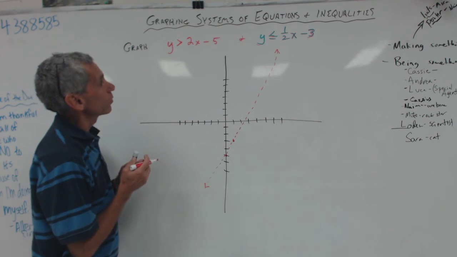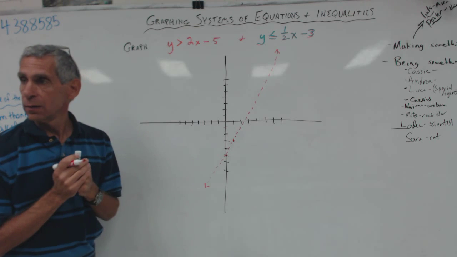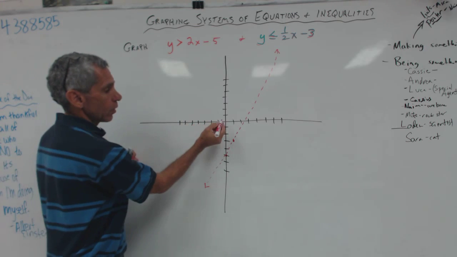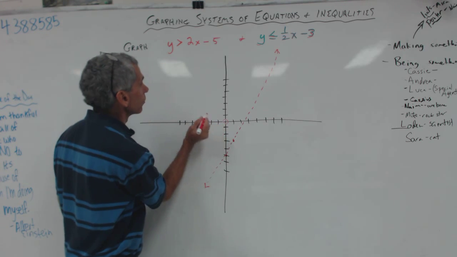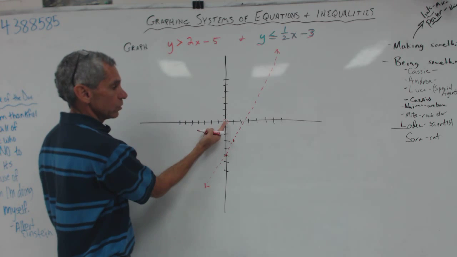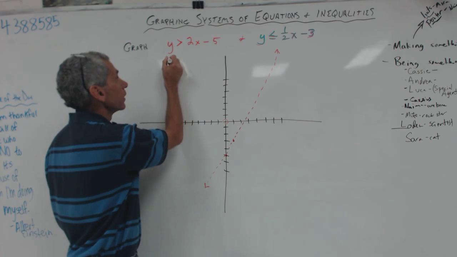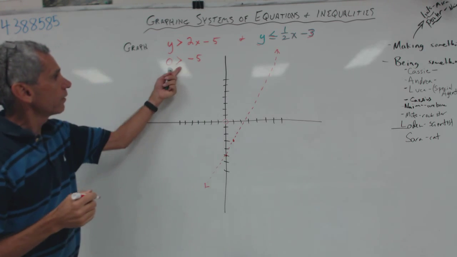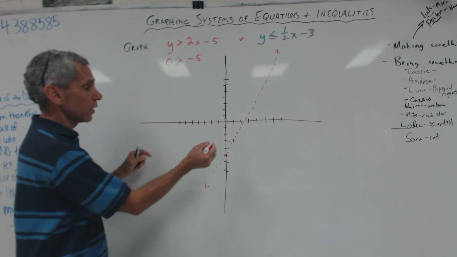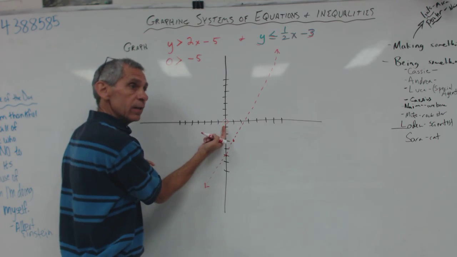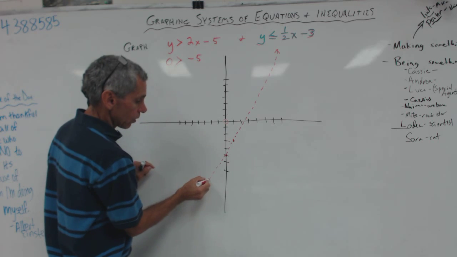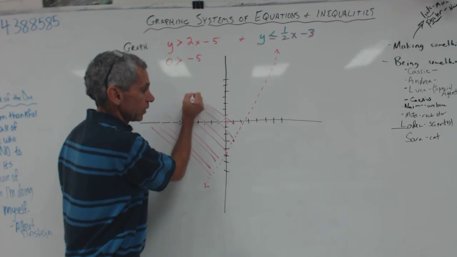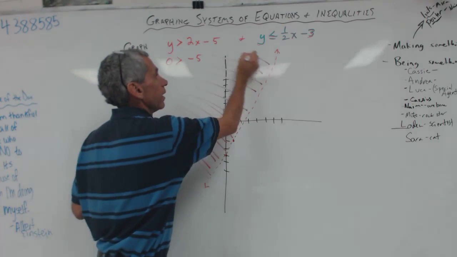Now, the question is, where do I shade? How do I know where to shade? Go towards the 0. Yeah. Okay, so let me just try what 0, 0 would be. I'm going to plug in 0, 0, which means my x is 0 and my y is 0. 0 is greater than 0 minus 5. Is 0 greater than -5? Yeah, it is. So therefore that is a solution. Therefore everything on this side is a solution. So I'm going to shade this way, right? So I have that all figured out.